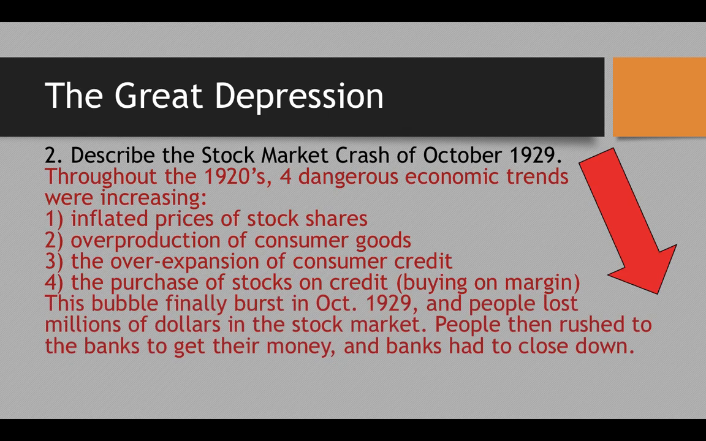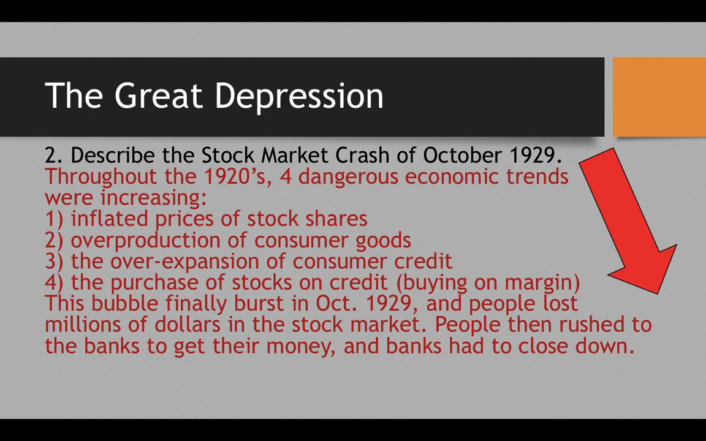So this bubble finally burst in October of 1929, and people lost millions of dollars in the stock market. Literally, some people lost millions of dollars in a single day. And when people lost much of their money in the stock market, they'd say, that's half my money. And the other half of their money would be where? In the banks. So after people lost their money in the stock market on that day, they rushed to the banks to get their money. And if you have everyone in the bank taking out their money at the same time, the banks are going to close down.